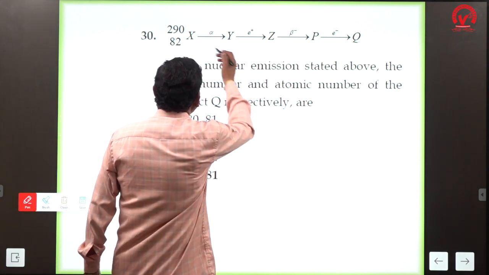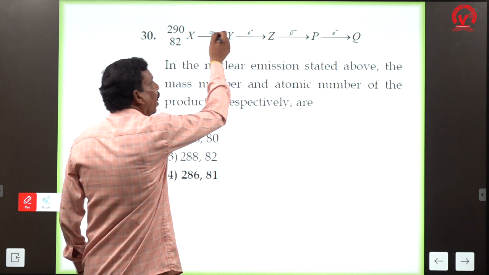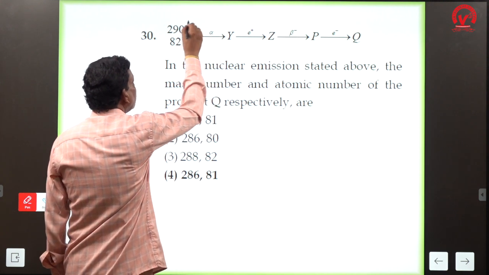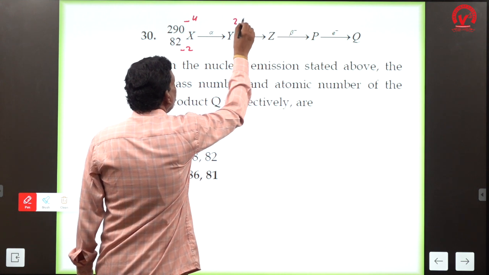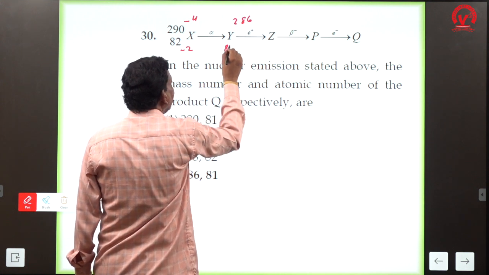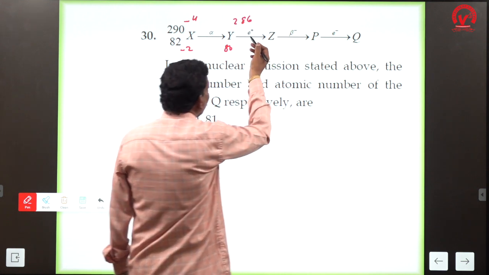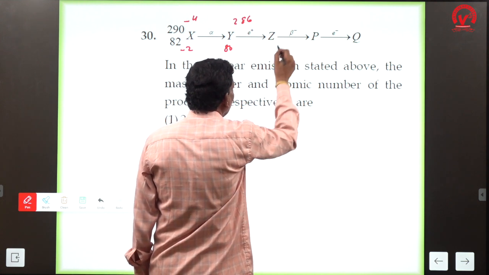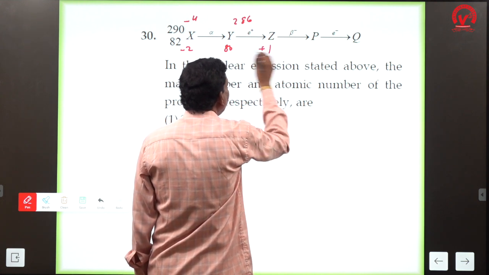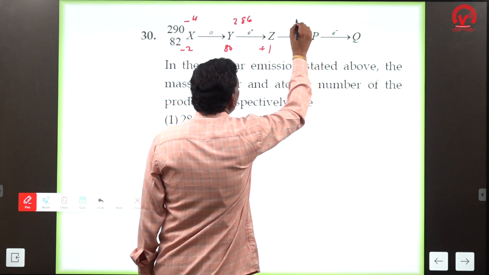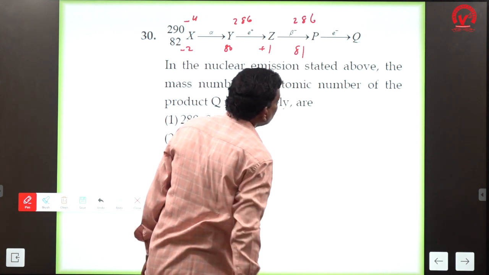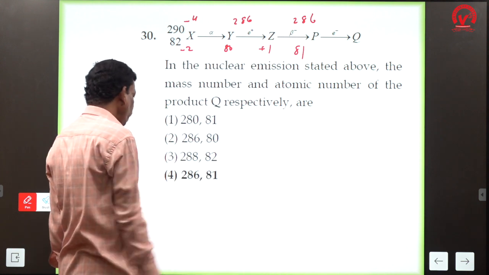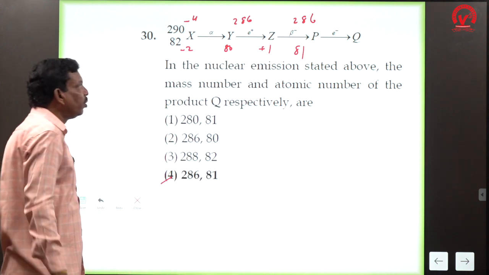They have given alpha decay. Alpha decay means it is minus 4, minus 2. What do we get? 286, here 80. Here the positron is not needed. Here beta means plus 1, so add. Then finally what we get? 286, and here 80 plus 1, 81. That's all. 286, 81. The fourth option is correct.